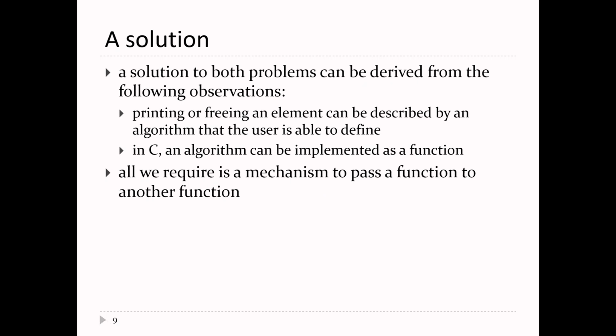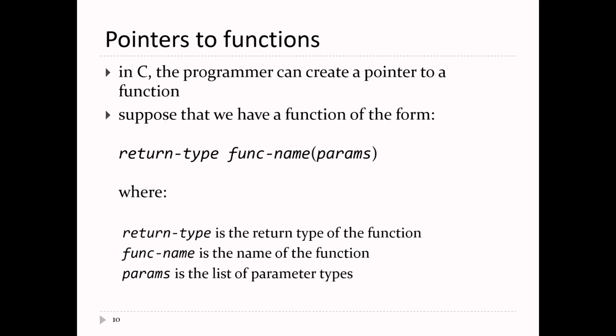So to print, if I have a stack print function, I can ask the user for a function that can print an element. Inside my print function, I can then use their function to print the elements. That's the trick here. I need a mechanism that lets me pass a function to another function, and that mechanism in C is a pointer to a function. You can create a pointer to a function, and the way you do it is you write something that looks like this. This is the generic form for writing a pointer to a function.